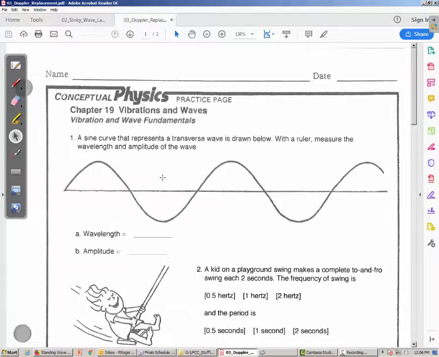Okay, let's talk about lab number 3, and lab number 3 is actually pretty straightforward. It's just a worksheet on chapter 19 that I got from the conceptual physics textbook. And so the first thing we're going to do is take a look at a transverse wave, and just use a ruler.